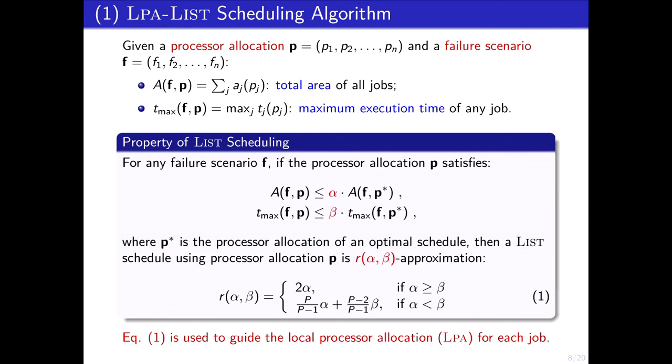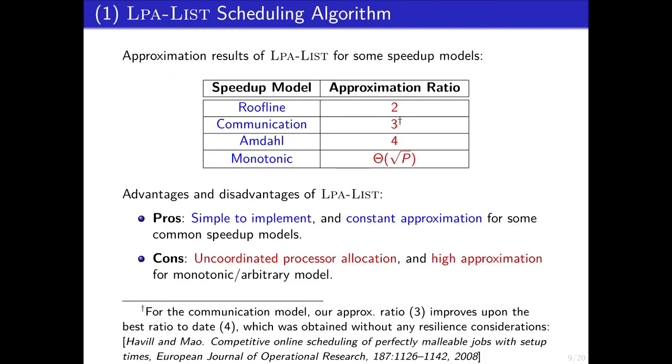And then, because of the property of the maximum and the summation function, the same bound will be applied to the whole job set. We are able to show that the LPA-LIST algorithm achieves a constant approximation for three common speedup models, namely a 2 approximation for the roofline model, a 3 approximation for the communication model, and a 4 approximation for the Amdahl's model. In particular, the result for the communication model improves upon the best result known so far obtained by Harwell and Mao without any resilience considerations.